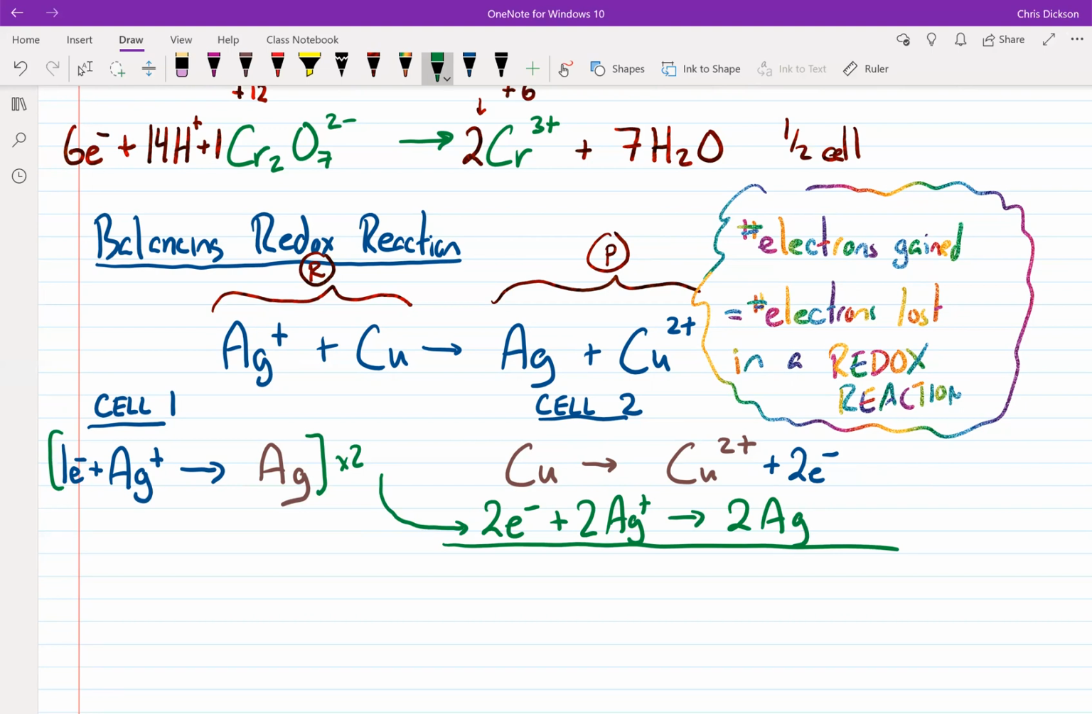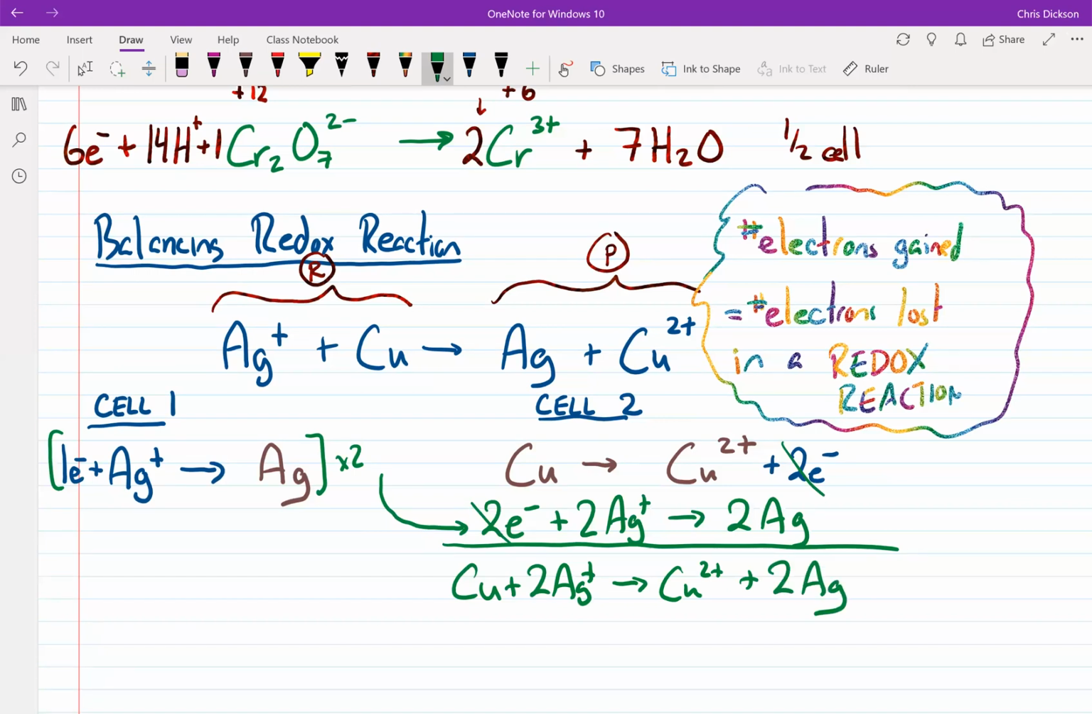And what's always going to happen here, or what should always happen here, is the electrons should always cancel. Because remember, the electrons produced equal electrons gained. So these 2 electrons cancel. And now we get copper plus 2 silver ions going to form copper ion plus 2 silver metal.